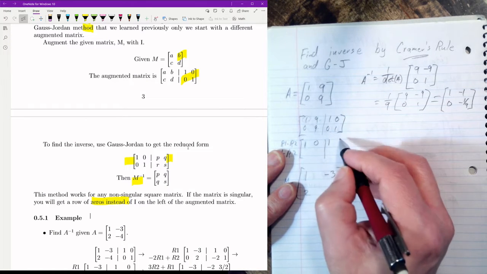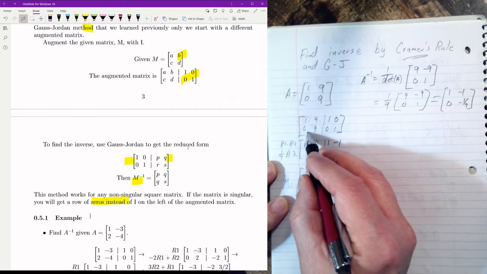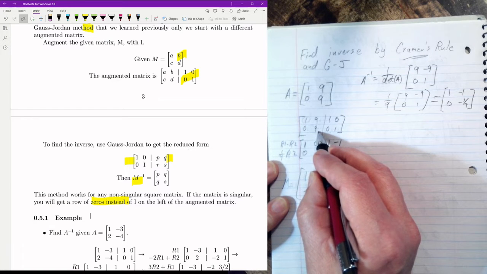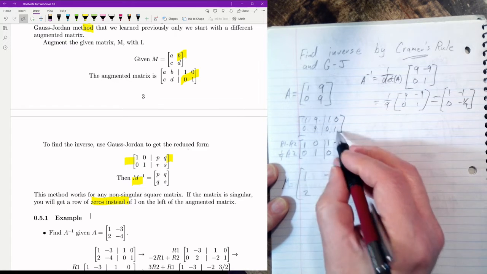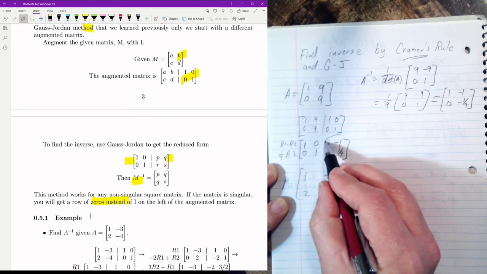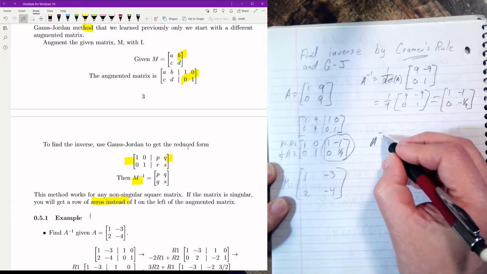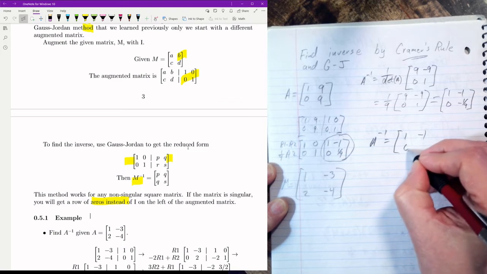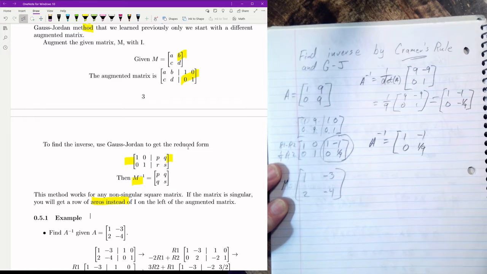0 minus 1, which is minus 1. 1/9 of row 2, 0, 1, 0, and 1 divided by 9. This part becomes our A inverse. So A inverse equals 1, minus 1, 0, and 1 divided by 9.